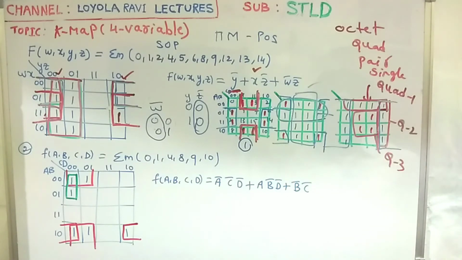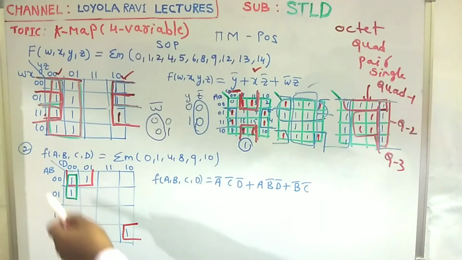And go for another example. For your idea purpose, I am giving another example. F of ABCD is equal to sigma m of 0, 1, 4, 8, 9, 10. These are the min terms he has given. And then I am taking a 4 variable K-map, ABCD.